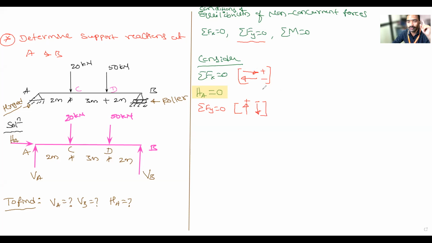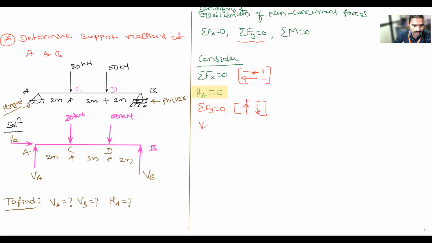Okay, I am assuming first direction, whatever I have assumed. So the same sign conventions I am following. Now tell me which forces are acting in the vertical direction. First, I will write the forces which are moving in upward direction. What are the forces which are moving in the upward direction? VA and VB.